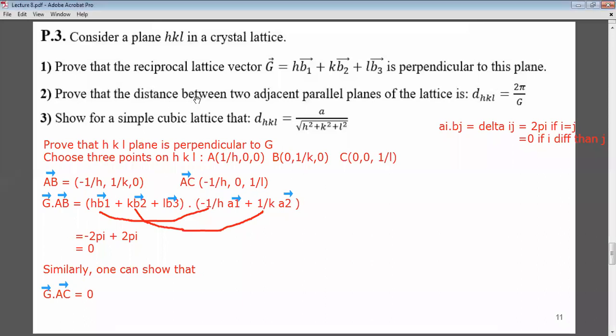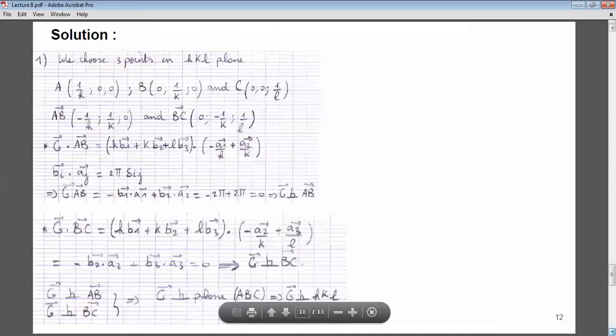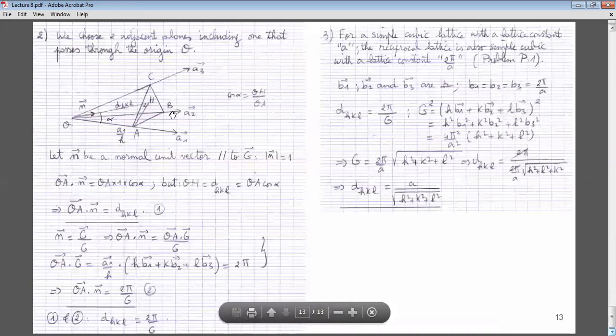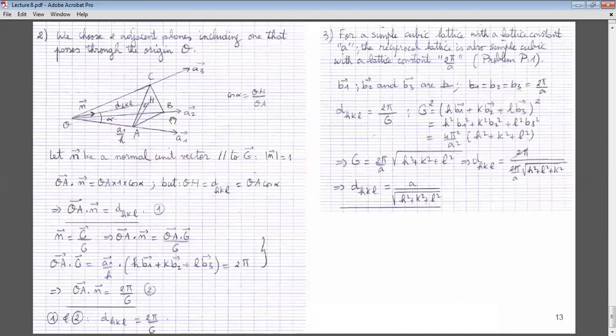Now, prove that the distance between two adjacent parallel planes of the lattice is dhkl equal to 2π over G. For this, I will look at the drawing. So we choose two adjacent planes. We need to prove the distance between these two adjacent planes, one of them is this ABC, and another plane, I haven't drawn it here because I don't want to cause a mess, but it passes through O.